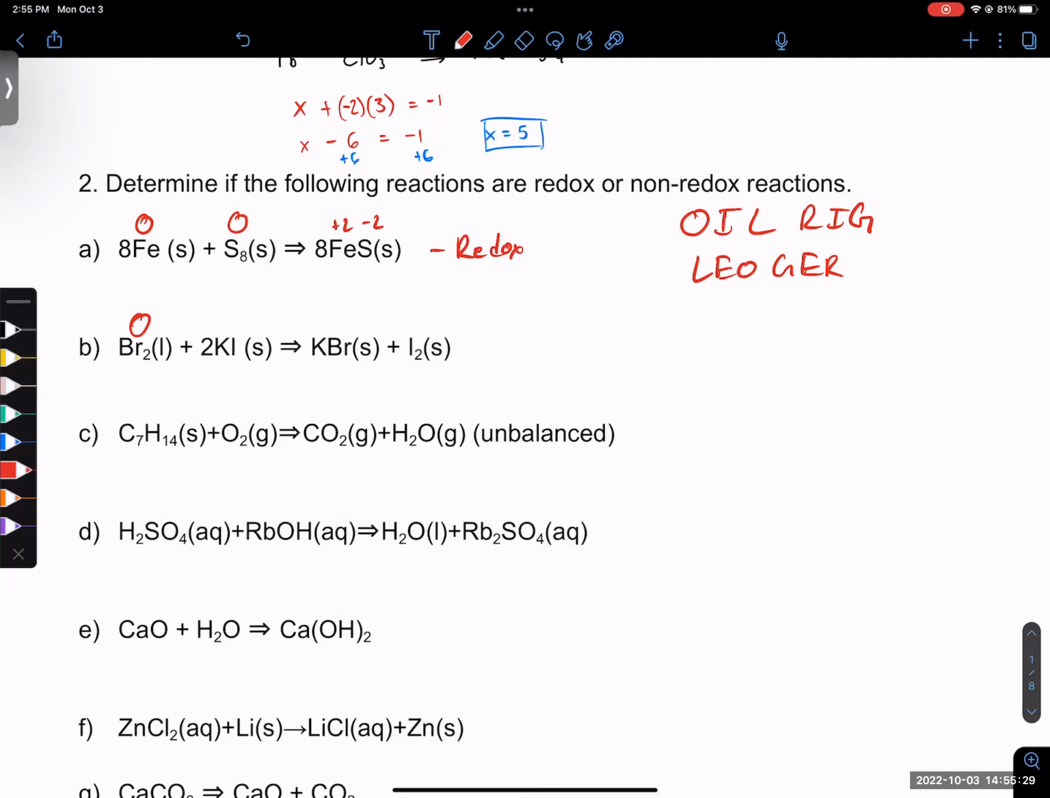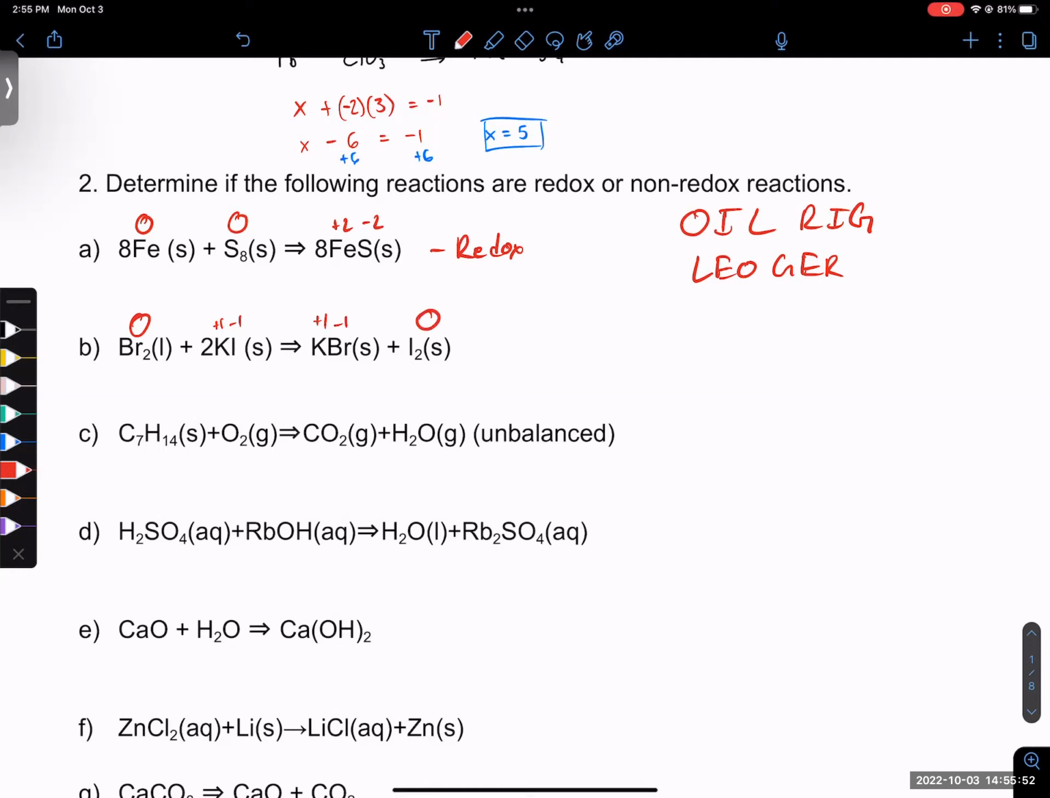Plus one, that's one. So plus one and minus one. And then what about the bromine in the products? Again, minus one for bromine. Yep, and then what about the iodine? Wouldn't that be zero? That's zero, yeah.